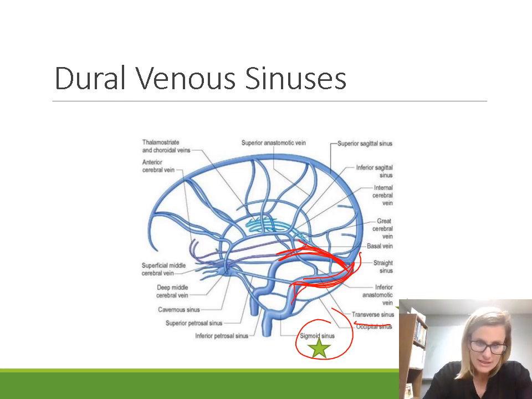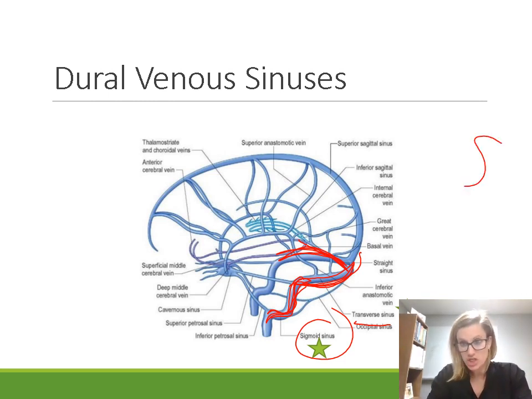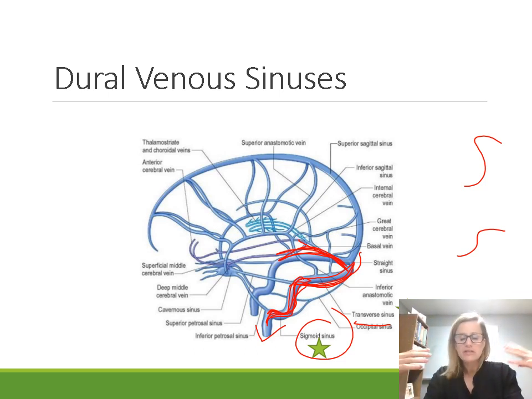The sigmoid sinus is S-shaped, like that. Just think of the sigmoid colon. I always think S for sigmoid. The sigmoid colon is S-shaped, and the sigmoid sinus is S-shaped. And that sigmoid sinus flows down into the internal jugular vein. So we said that all of these are ultimately going to be flowing into the internal jugular vein.